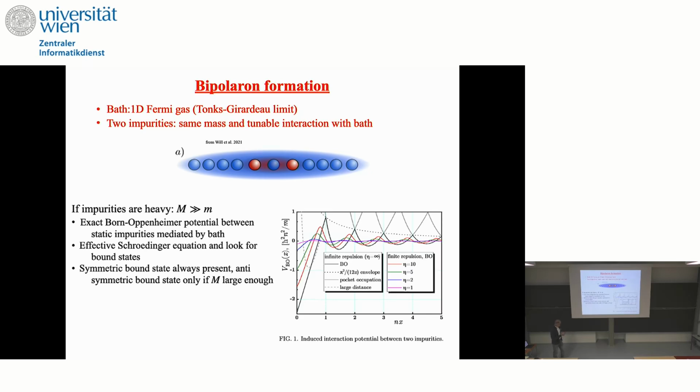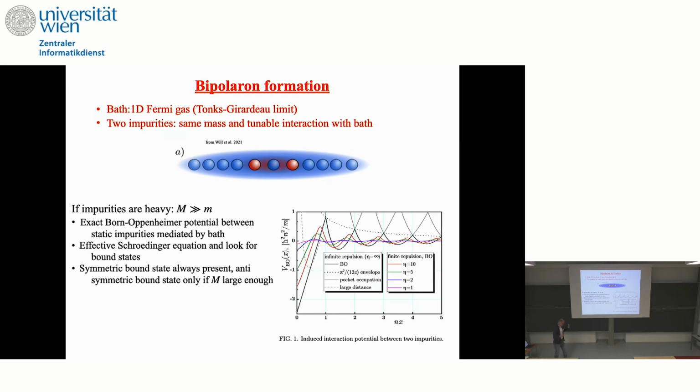But what is nice is that you have also an exact solution here, because if the impurities are very heavy, you can do a sort of Born-Oppenheimer approach where the two impurities are fixed, and then you have to calculate the energy of your Fermi gas in the presence of two impurities. And this is an exactly solvable problem. And you get a potential, which is shown here, that you can calculate for any value of the parameter eta, so the interaction between the impurity and the bath. And what you get is a potential that has an attractive part at short distance and then goes to zero at large distance.